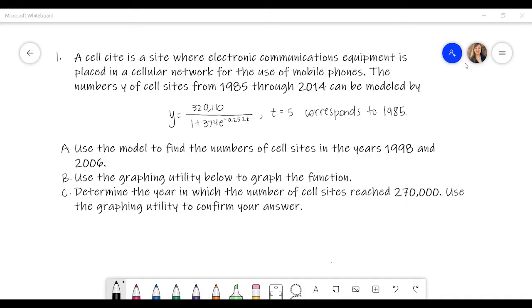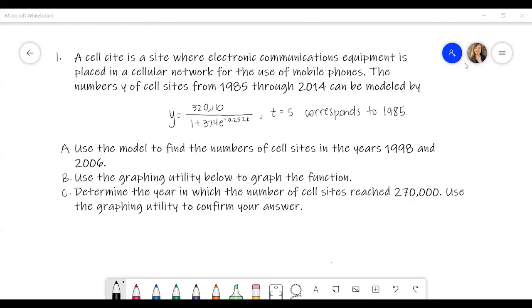Hi there. A cell site is a site where electronic communication equipment is placed in a cellular network for mobile phones. The number of cell sites, Y, from 1985 to 2014 is modeled by this equation. Use the model to find the number of cell sites in the years 1998 and 2006.